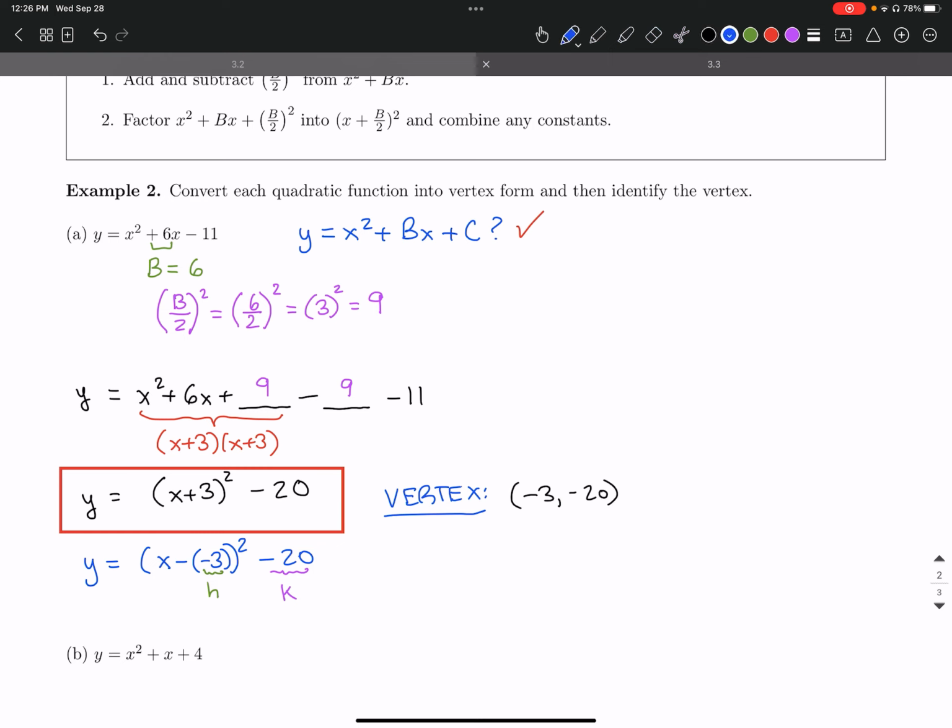So our vertex form is what we just got, and our vertex is negative 3, negative 20. Vertex form: y equals (x plus 3) squared minus 20.